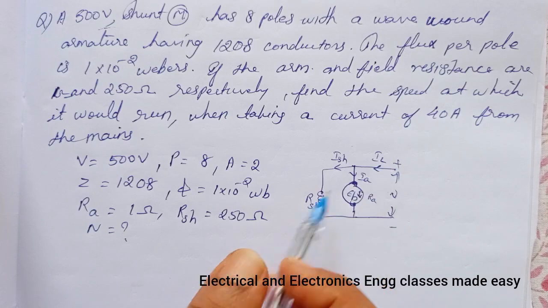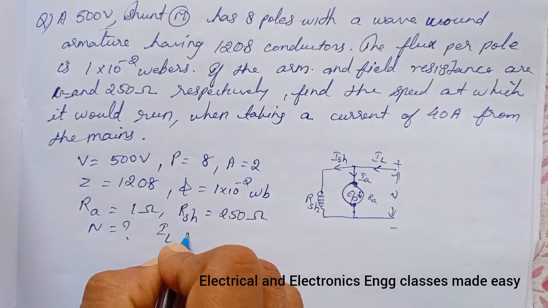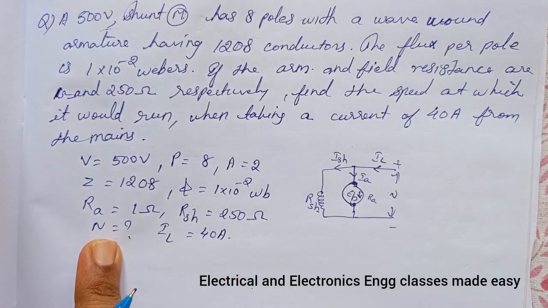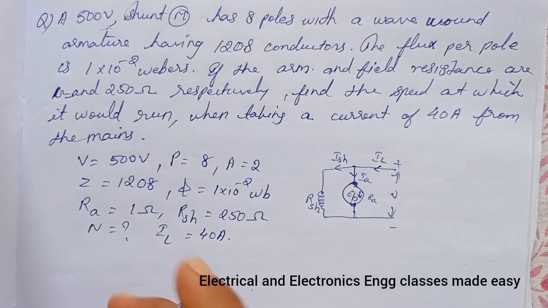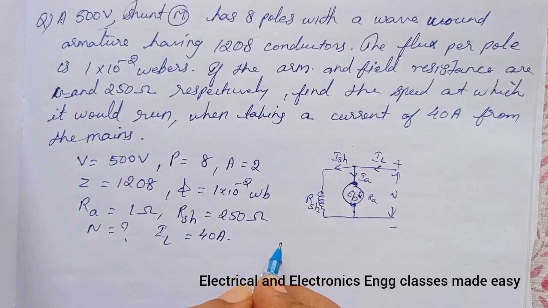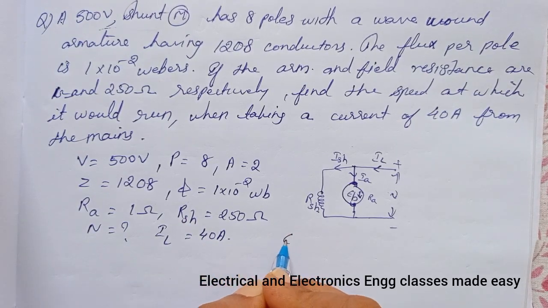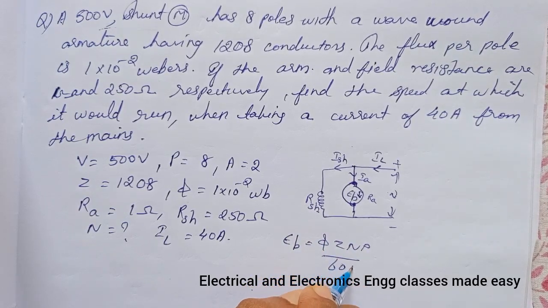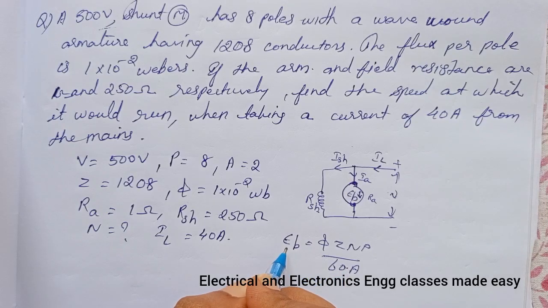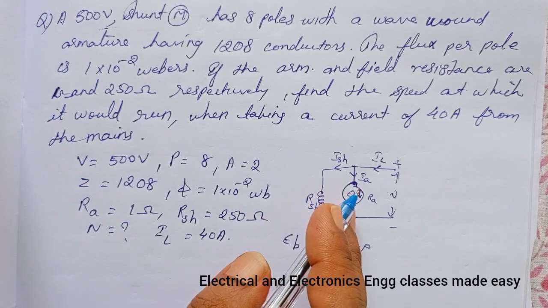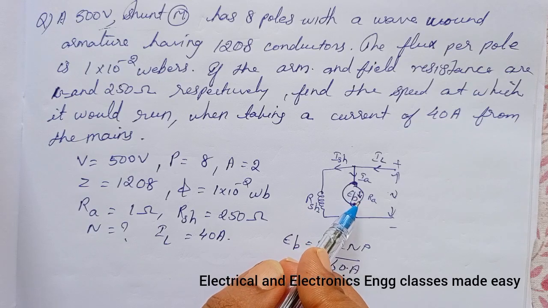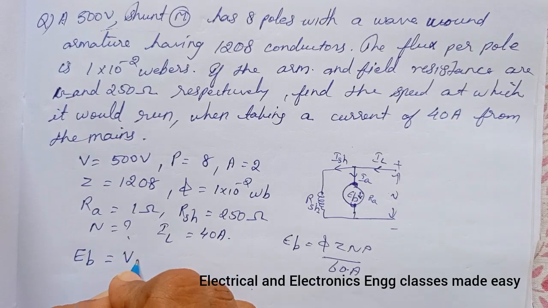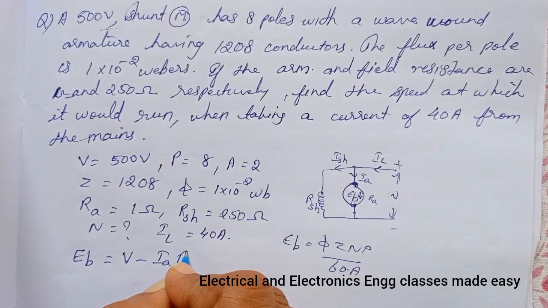So IL is given as 40 amperes. Here we have to find the speed. For that we know the relationship between EB and N, that is EB is equal to phi ZNP divided by 60 into A, but the back EMF we have to find first. For that, this is a shunt motor, so EB, the back EMF, is V minus IA RA.